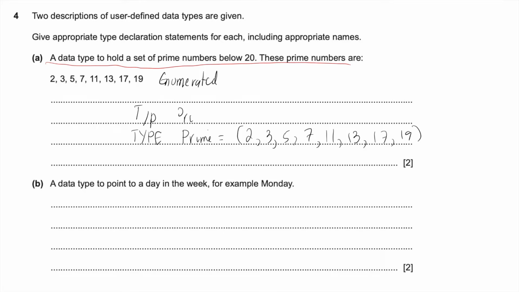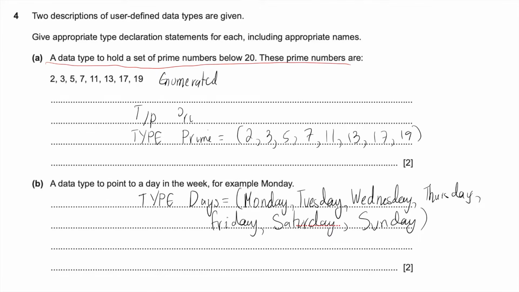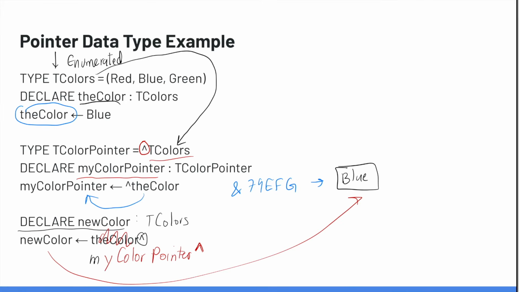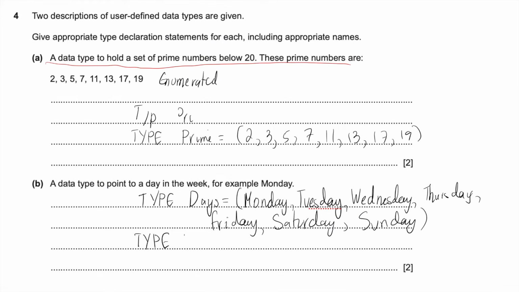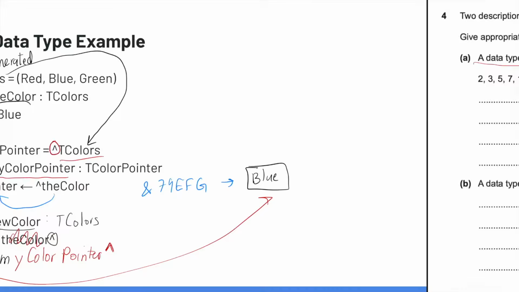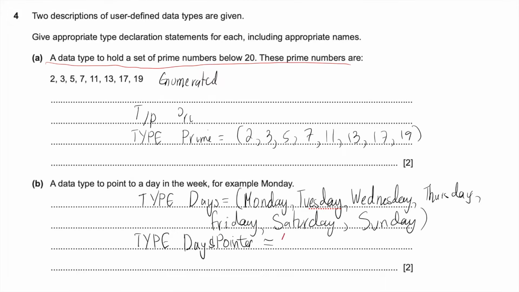Now we want a data type to point to a day in the week, for example, Monday. So I'm actually not going to look at the mark scheme, but probably what I would do is create a data type, like type days equals, let's say, I'm just going to go ahead and write this out. Then I would create a type. If you go back to our syntax right here, we're going to create a type days pointer, and that's just going to be equal to, let's just make sure we're using the equal sign, a caret and then days.